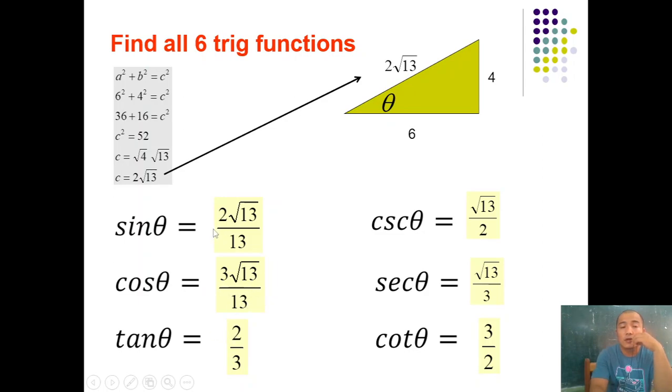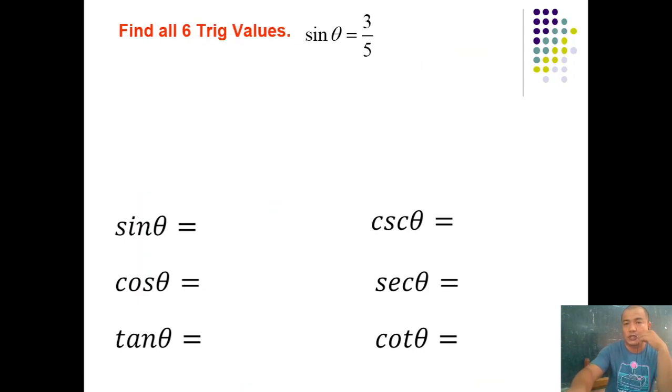Okay, so katawa, diba? 4 over yan. Then rationalize whenever possible. Cosine theta is adjacent side over hypotenuse. Tangent theta is opposite side over adjacent side. So 2/3. 3 halves yung cotangent theta. Then secant, reciprocal of cosine. Hypotenuse over adjacent side. For cosecant, hypotenuse over yun, opposite side.